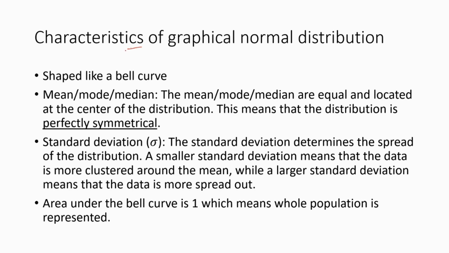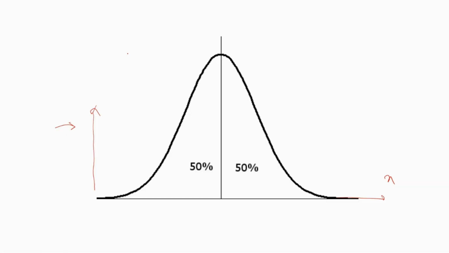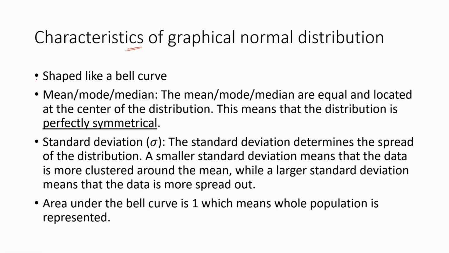These are the characteristics of the graphical normal distribution, which means the normal distribution graph, which is this. Shaped like a bell curve. Now we know that. Mean, mode, median. The mean, mode, median are equal and located at the center of the distribution. This means that the distribution is perfectly symmetrical. This is very important.